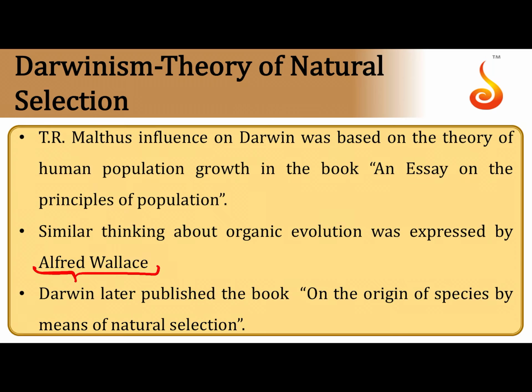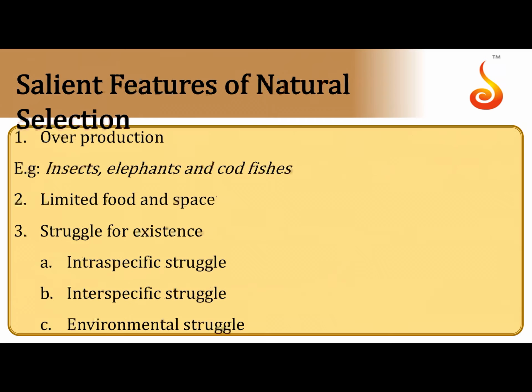But another important thing you need to know is Darwin actually drew inspiration out of an essay written by Thomas R. Malthus. It was actually an essay on population. The name of the essay was simply titled An Essay on the Principles of Population, which Darwin drew inspiration out of. And you all must remember the name of the book that Darwin published, Darwin's work, that is On the Origin of Species by Means of Natural Selection.